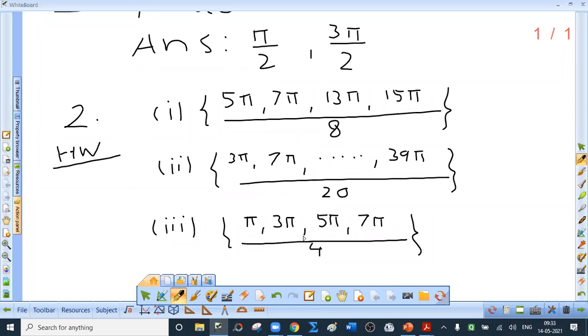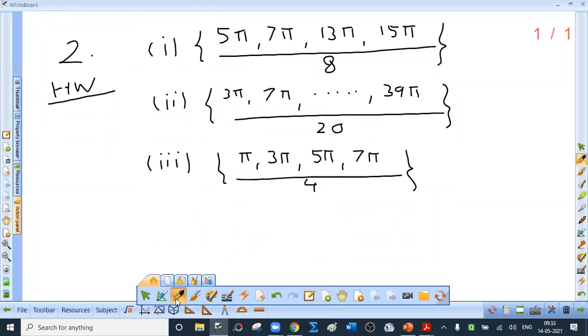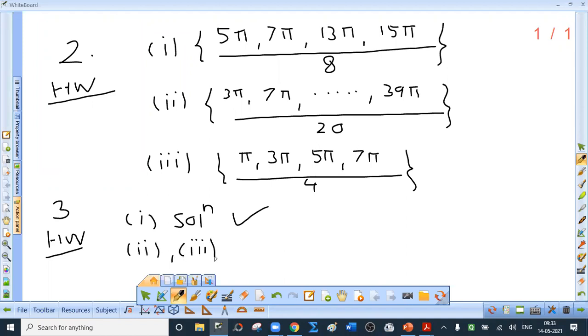Pi by 4, 3 pi by 4, 5 pi by 4, 7 pi by 4. Okay, write down. Third is also similar. We have solved one sum of this type. First has solution, second, third, fourth, no solution. Please solve these sums after the lecture.